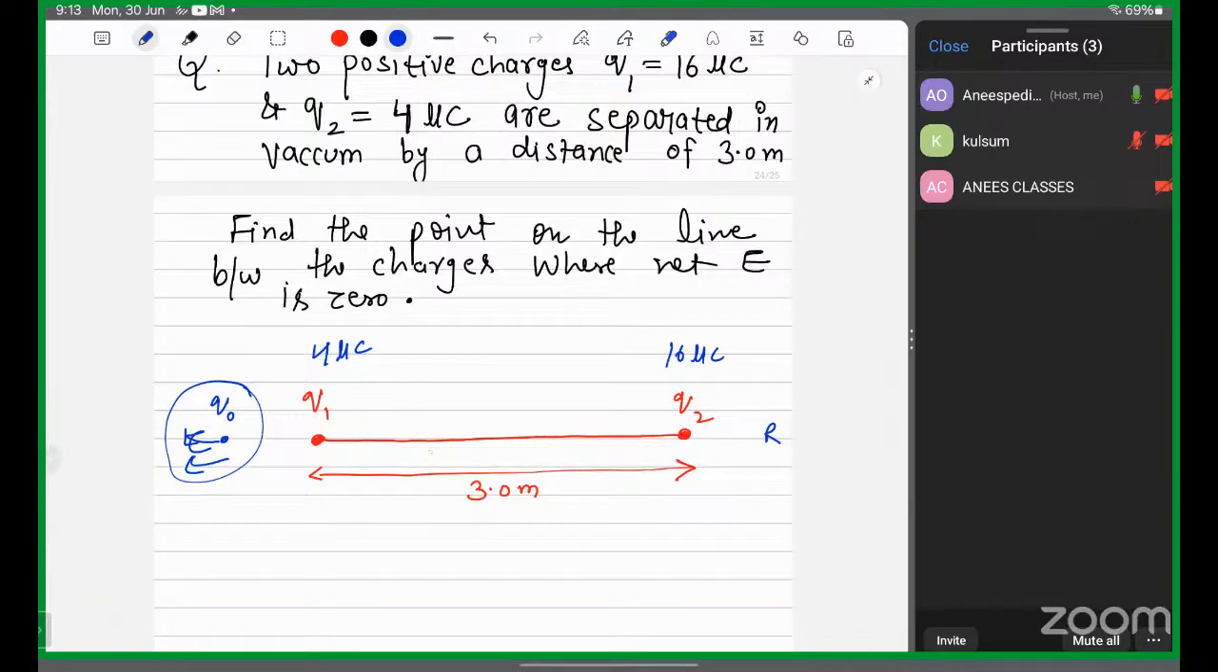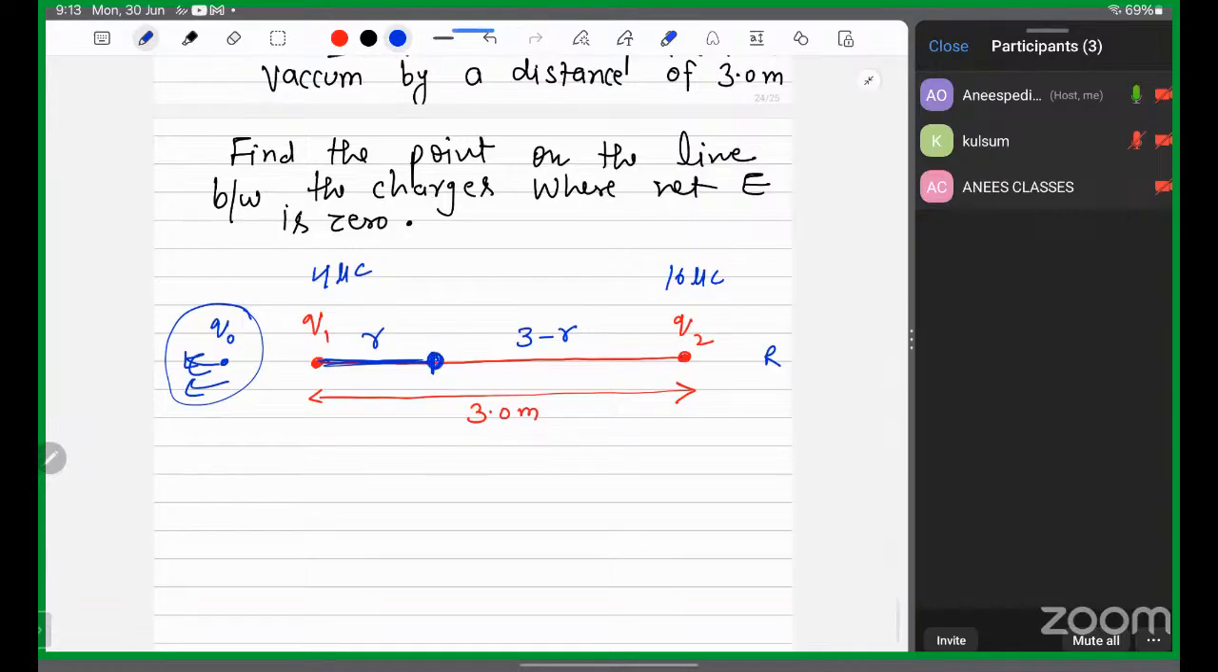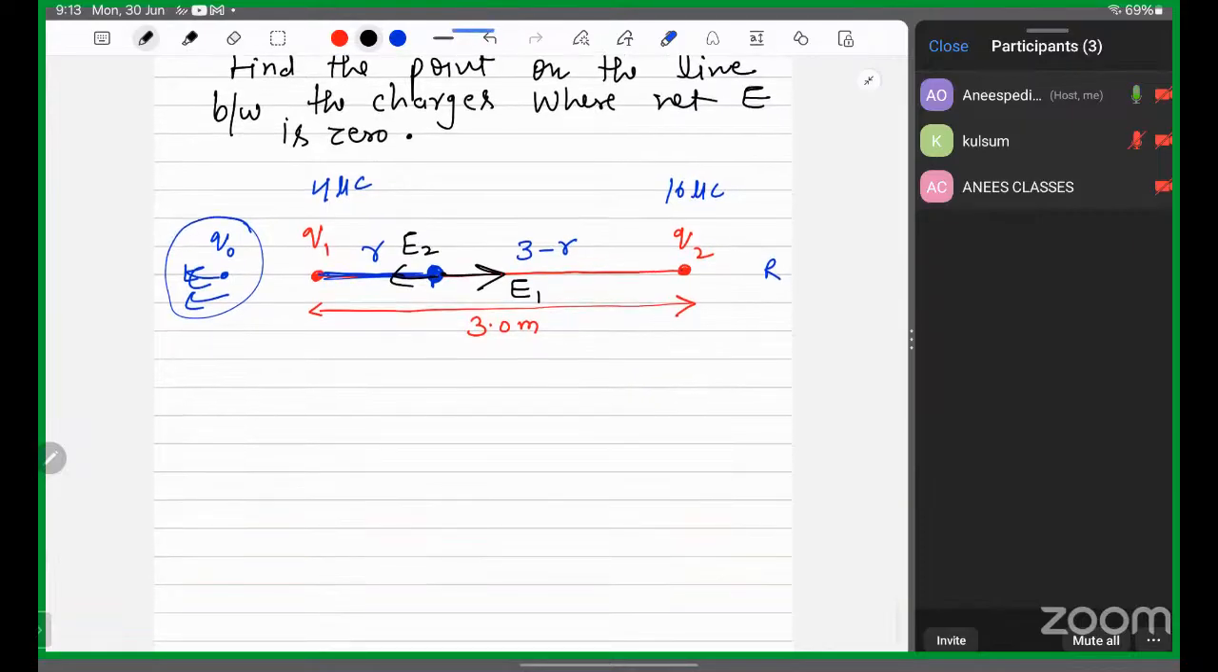So let's say my point of interest is somewhere here, and this distance is R. The remaining distance will be 3 minus R, because only this part is R and the total is 3 units. Now, the electric field due to charge Q1 will be in this direction, and the electric field due to charge Q2 will be in this direction, right? And for E net to be 0, E1 should equal E2 apart from their direction.